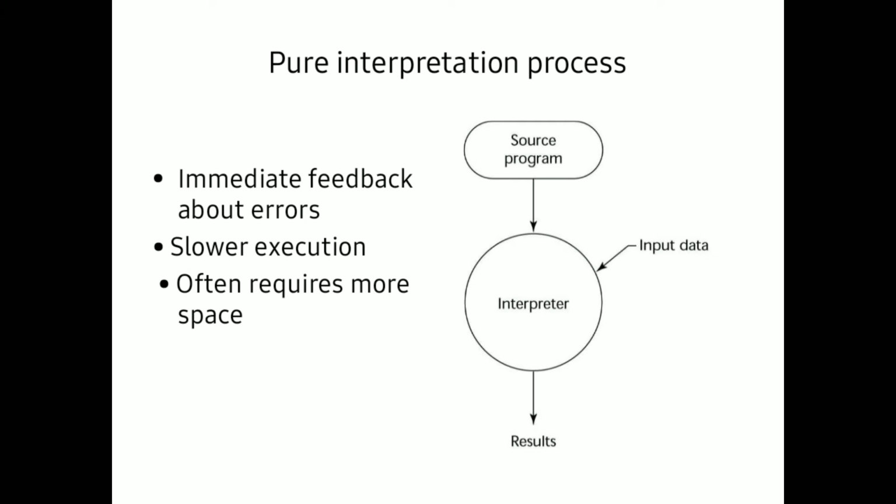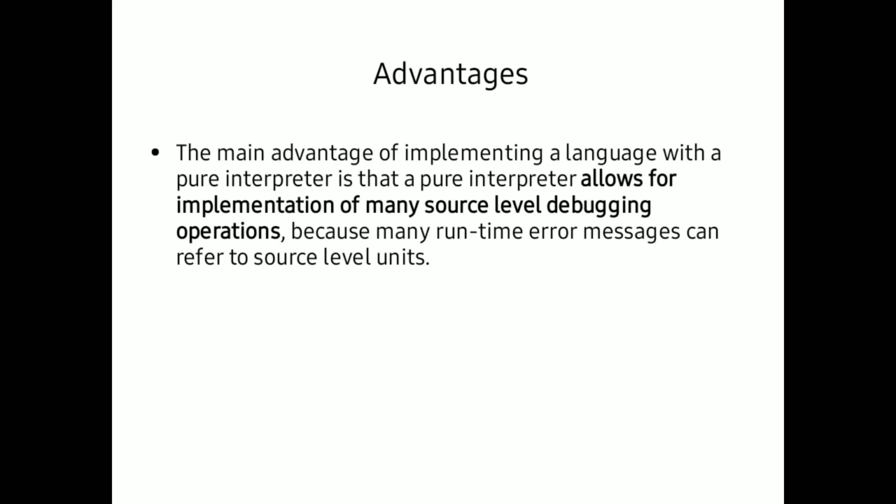Here is the diagram which represents the process of pure interpretation. Our source program is given to the interpreter and input is also given to the interpreter, and it processes the program and input data and gives the results. Pure interpretation gives immediate feedback about errors, and it gives slower execution because it checks for errors line by line.